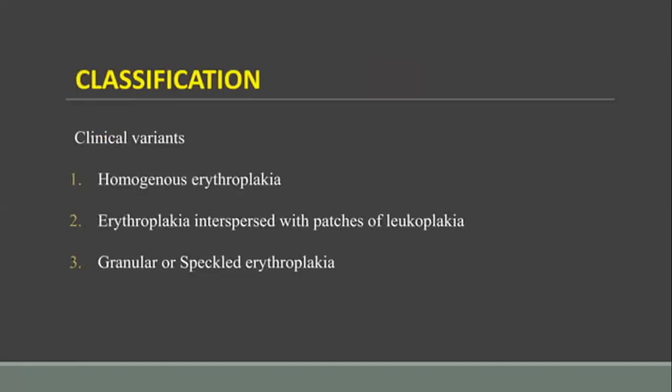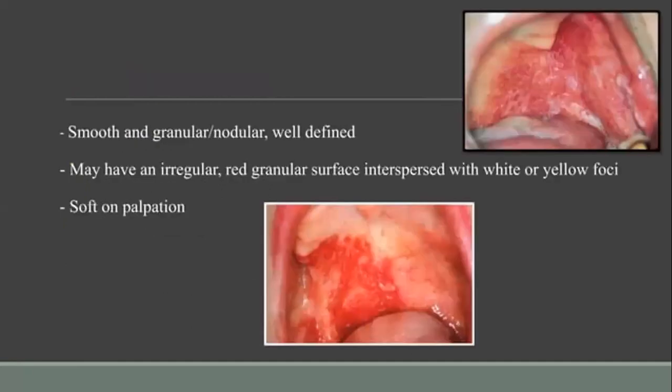Classification. In terms of clinical variants, it could be classified as homogeneous erythroplakia, erythroplakia interspersed with patches of leukoplakia. So here you see they kind of get together, and granular or speckled erythroplakia. Speckled was actually a type of leukoplakia that we could also see. Next, it also can be smooth and granular, nodular, well-defined, and may have an irregular red granular surface interspersed with white or yellow foci, soft on palpation.